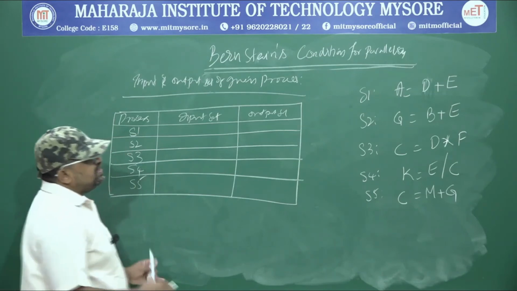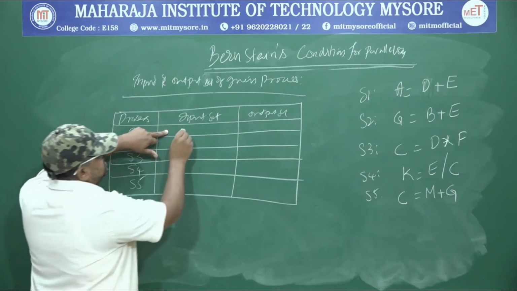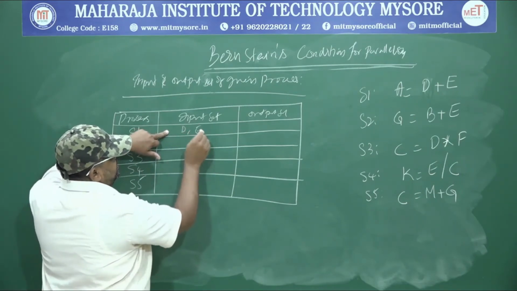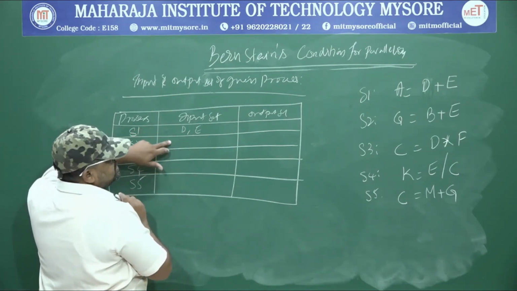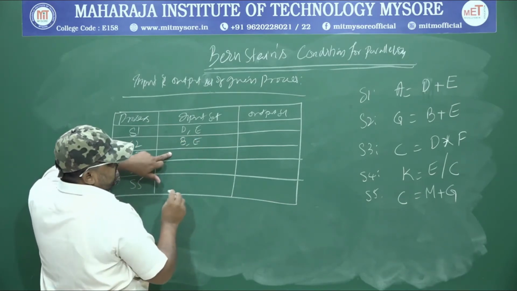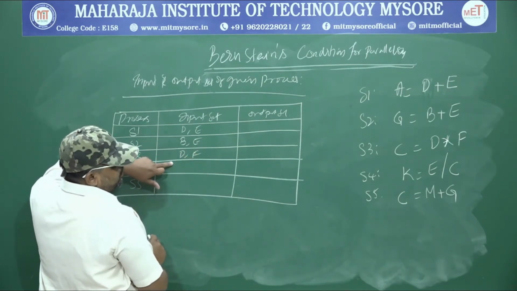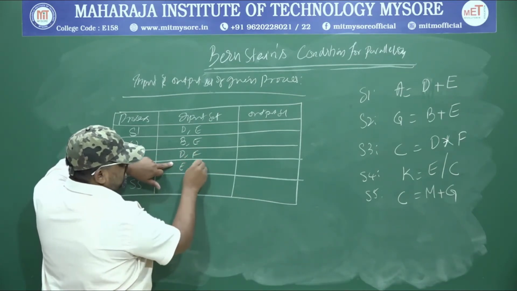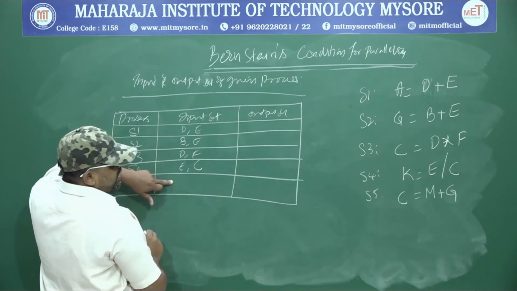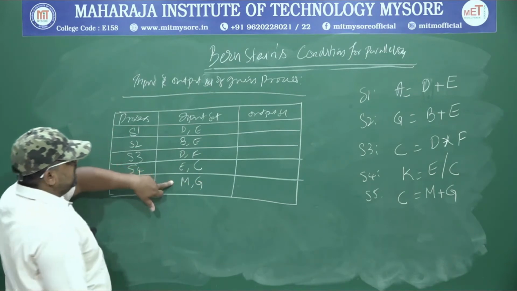What is the input for S1? Input for S1 is D comma E. What is the input for S2? It is B comma E. What is the input for S3? D comma F. For S4 input is E comma C. For S5 it is M comma G are the inputs.